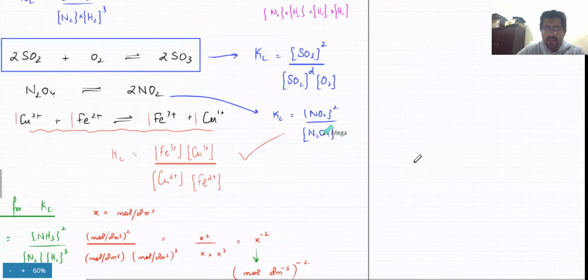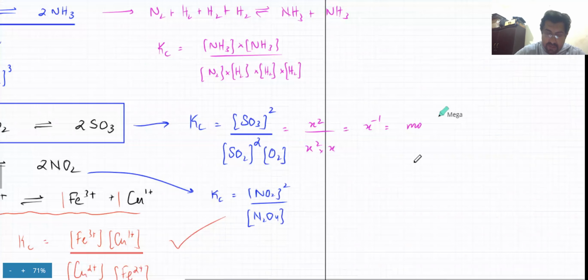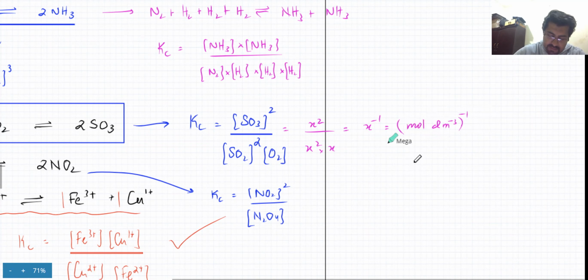For example, this one, the Kc for SO3. I'm going to try and find the unit. It's going to be x, where x is mole per dm cube. So x squared divided by x squared into x. If you simplify this, it becomes x to the power minus 1. So it's basically mole per dm cube to the power -1. And if you further simplify this, this becomes mole -1 and dm3.